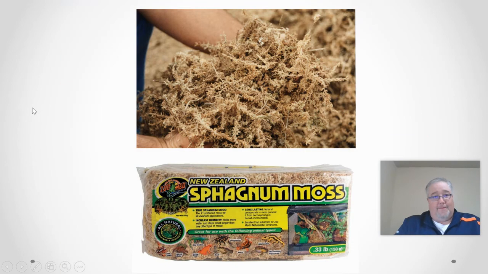In fact, you can even buy what they call sphagnum moss. You can buy it at Home Depot. They use it as ground cover and things like that, but whatever.